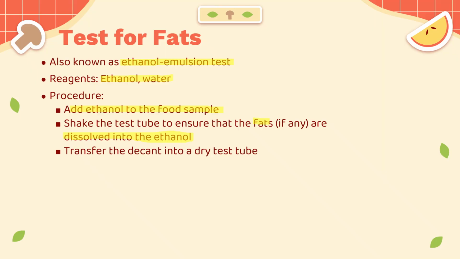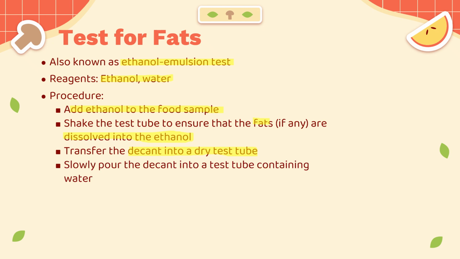You transfer the decant into a test tube. So after you shake for a while, and hopefully the fats will be dissolved into the ethanol, you can pour the ethanol into another test tube. This is also a decant. Now what you do to this decant is that you pour the decant into a test tube containing water. So yes, you have to transfer quite a number of times.